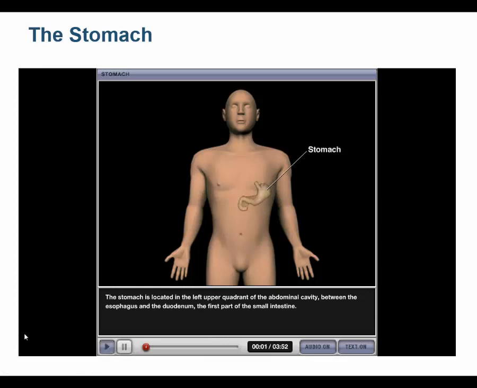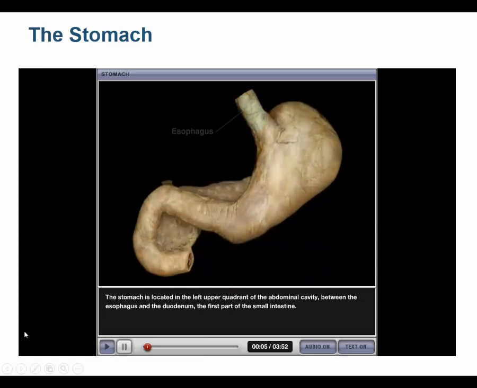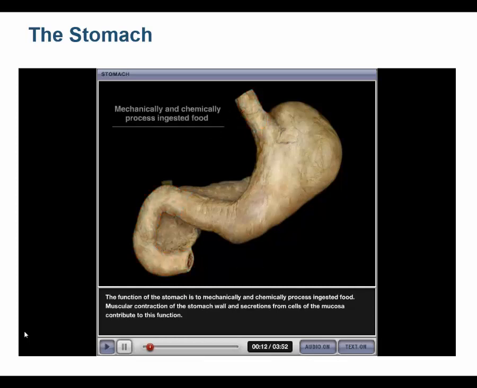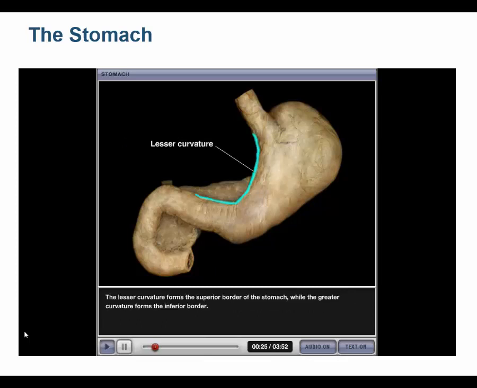The stomach is located in the left upper quadrant of the abdominal cavity, between the esophagus and the duodenum, the first part of the small intestine. The function of the stomach is to mechanically and chemically process ingested food. Muscular contraction of the stomach wall and secretions from cells of the mucosa contribute to this function. The lesser curvature forms the superior border of the stomach, while the greater curvature forms the inferior border.